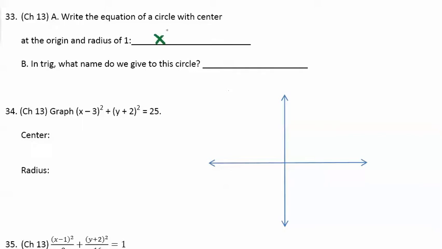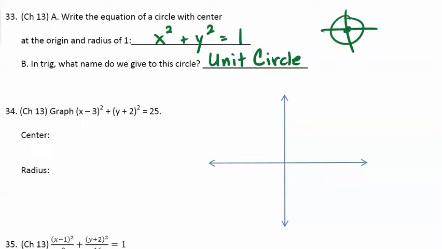33. Write the equation of a circle with center at the origin and a radius of 1. So center at the origin means we've got a pretty simple equation here. What name do we give this in the trig graphs? If it has a radius of 1, it is the unit circle. So center at the origin, radius of 1.